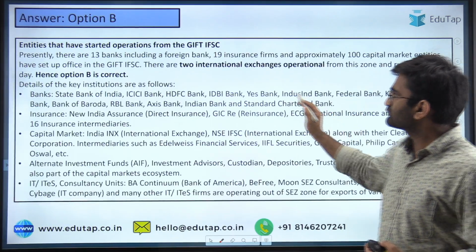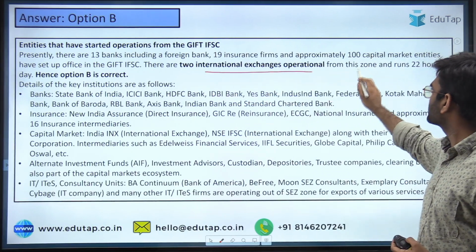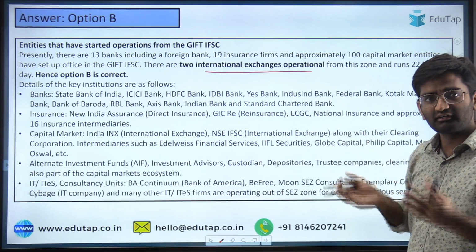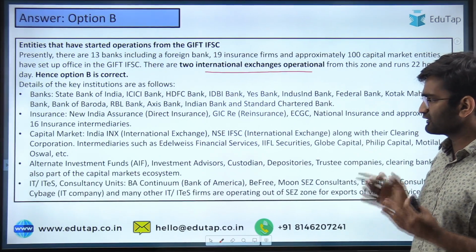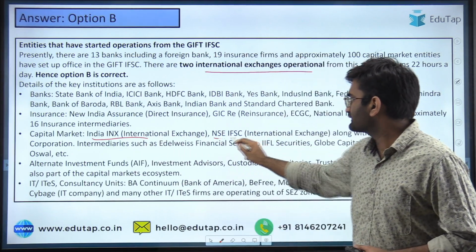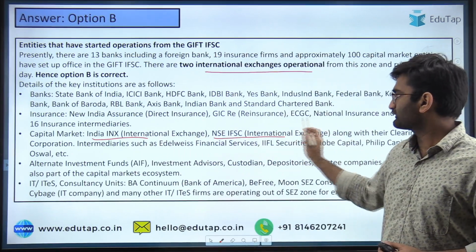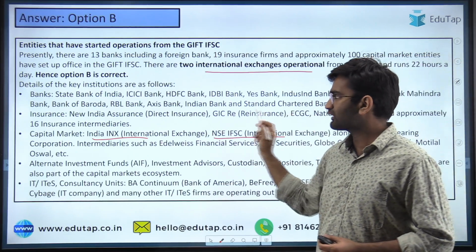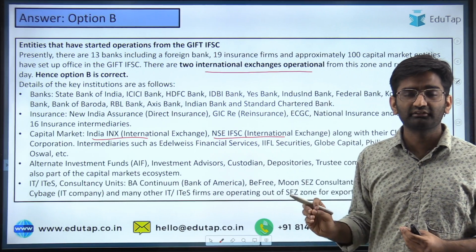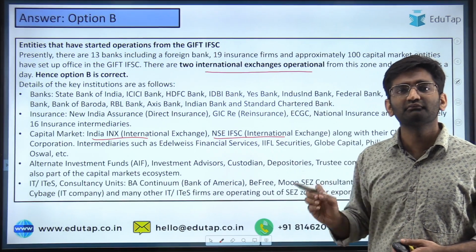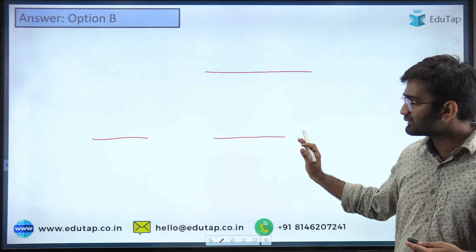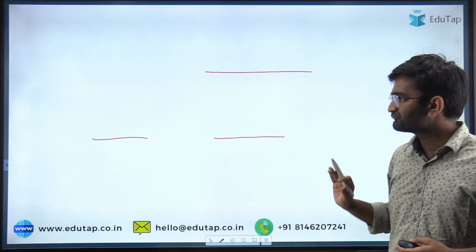And here you can see 2 international exchanges are operational within our territory, or we can say the IFSC of Gift City. These are India INX, and we have NSE IFSC, which is an international exchange. So these 2 are the international exchanges that are functional or operational within Gift City, Gujarat, right? So the answer here will be B, that is 2, right?